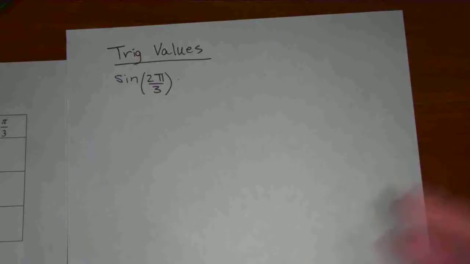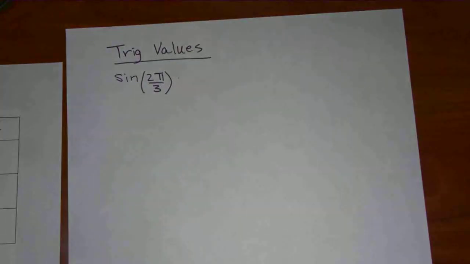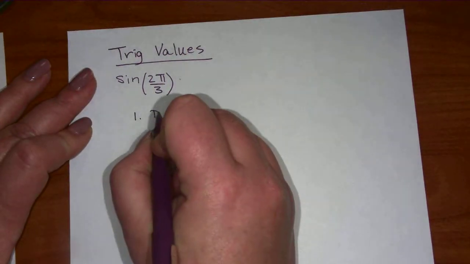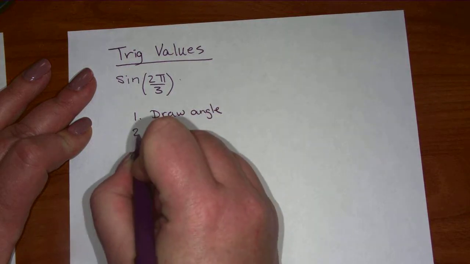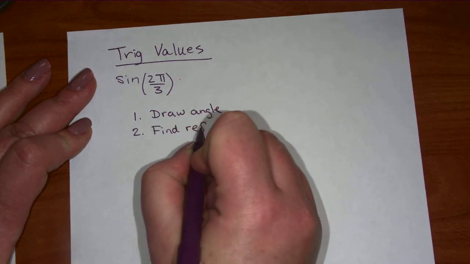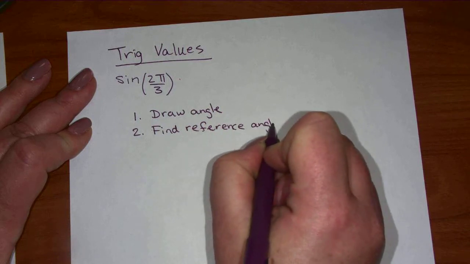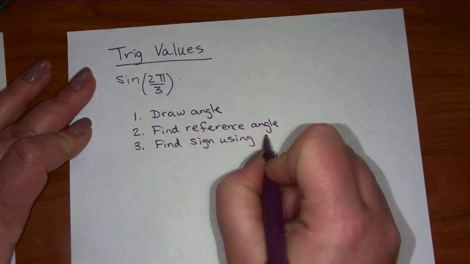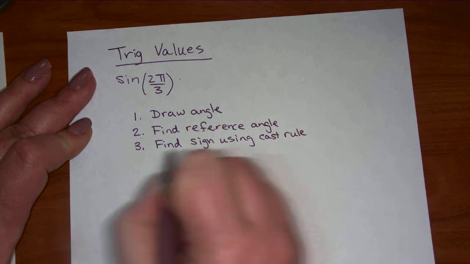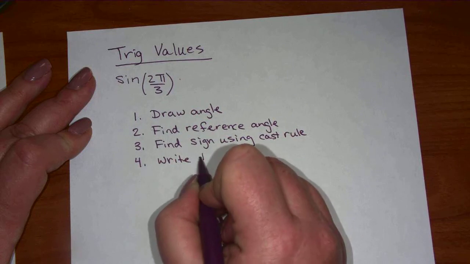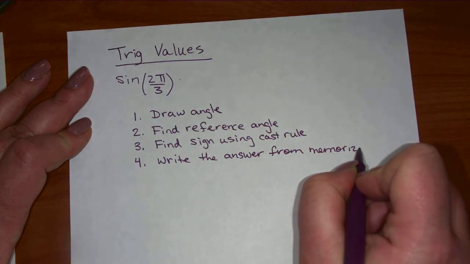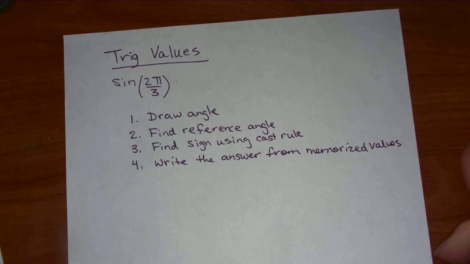It's just asking for a value, just like saying what's the square root of 4, and the answer is 2. It's asking for the answer to this. So the steps are these. Step 1, draw the angle. Step 2, find the reference angle. Step 3, find the sine using the CAST rule. And step 4, the answer from the memorized values from that table. So 1, 2, 3, 4, it sounds like a lot of work to find one value, but it's really not.